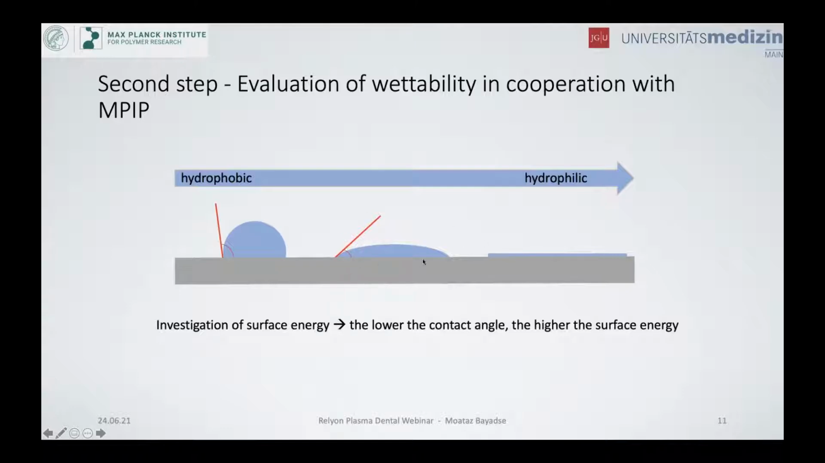those two are flatter, which means that the surface here is hydrophilic, and here it is less hydrophilic, and the liquid drop makes an angle to the solid surface. You can interpret this as: the lower the contact angle, the higher the wettability. Indirectly, you can say the higher the surface energy also.